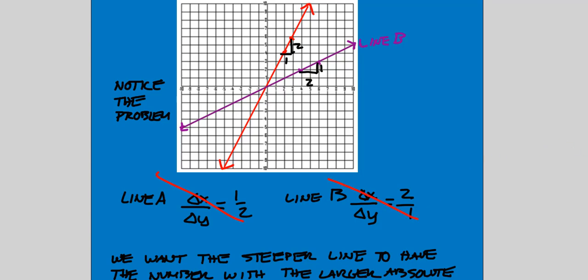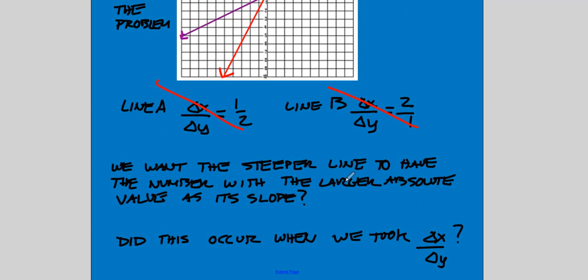Just to let you know that. So again, we want the steeper line to have the number with the larger absolute value as its slope, and that should actually be a statement, not a question. Did this occur when we took delta x over delta y? No, it didn't, because we're getting line B to have a greater slope than line A. So no. This is a common mistake that students make when they first start working with slope.